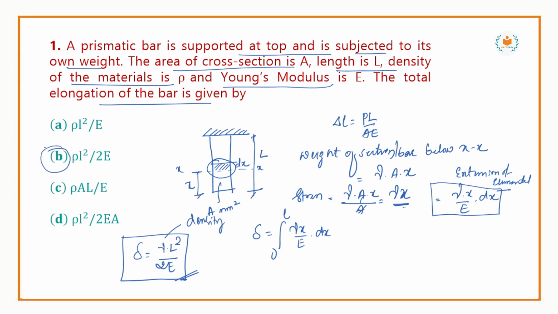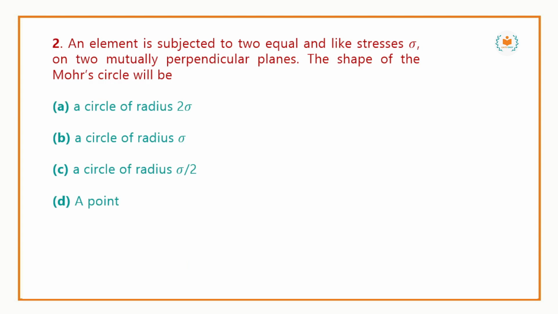Now let's move on to the second example. Here an element is subjected to two equal and like stresses, sigma 1, on mutually perpendicular planes. What will be the shape of the Mohr circle? We have seen that when a body is subjected to two stresses, we consider this as sigma 1 and this as sigma 1. Similarly, we consider sigma 2 here, and this is taken as sigma 2.